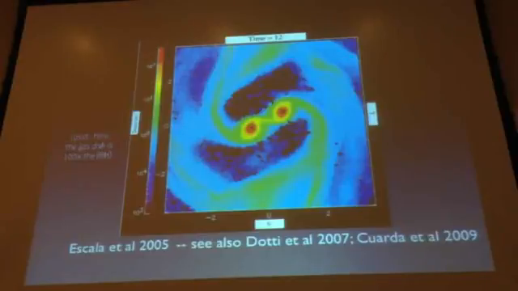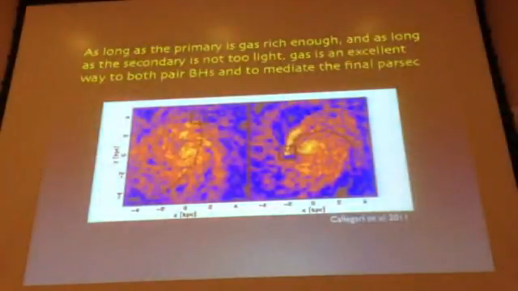The problem, as Cole very intelligently pointed out, is the amount of gas that you need in this region to get the black holes another order of magnitude closer is about 100 times the mass of the binary black hole in this simulation. There's a question about whether or not the nuclear regions of galaxies have that much gas. Still, when you have gas, black holes get close. So, to sum up here, as long as the primary is gas-rich enough, and as long as the secondary isn't too light, gas is a good way to pair the black holes and navigate the final parsec.